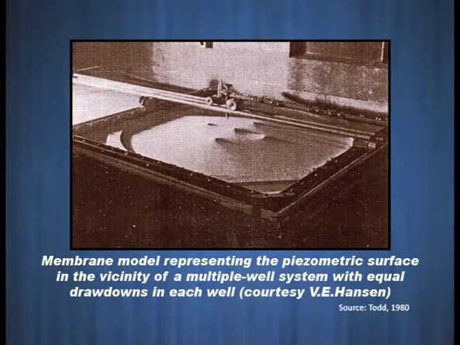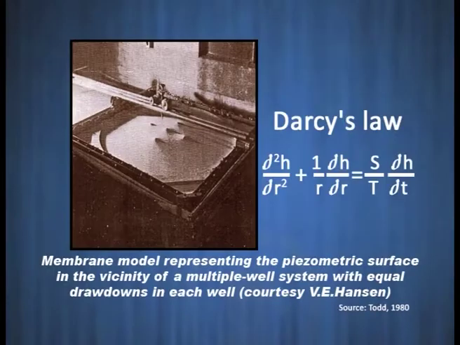Second model is the membrane model. Just like the viscous liquid flows between two plates in the viscous liquid model, here water flows in a stretched thin membrane made of rubber. Darcy's law is also used here, and our equation d square h upon dr square plus 1 upon r dou h upon dou r is used in this model. So, this is the second type of model, the membrane model.